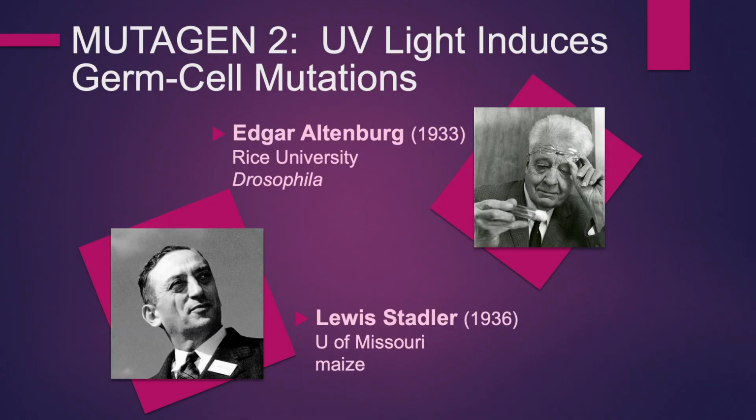The second mutagen came along very shortly thereafter, and you're going to find an interesting theme here. All of this was happening in Texas and Missouri. Edward Altenburg at Rice University in Houston in 1933 reported for the first time that UV light was also a germ cell mutagen, again in Drosophila. And a few years later, Lou Stadler, again at the University of Missouri, reported the same for maize. So within just a few years, we now had two mutagens. Both of them were germ cell mutagens, both in insects and in plants.